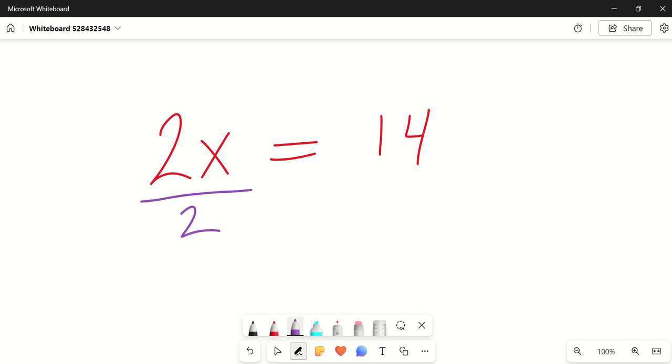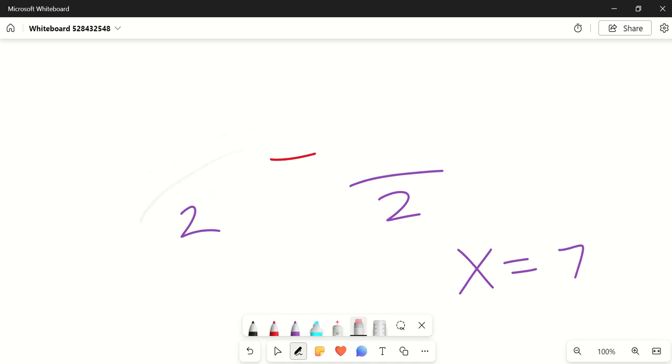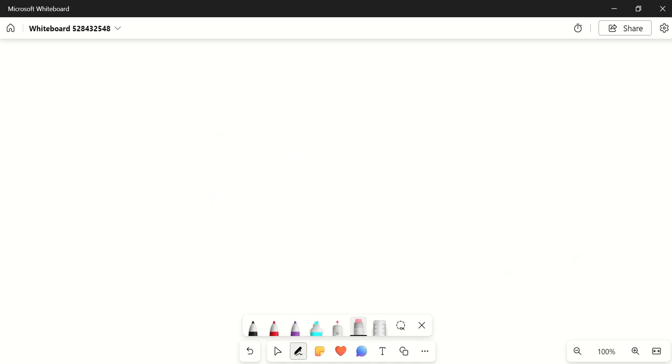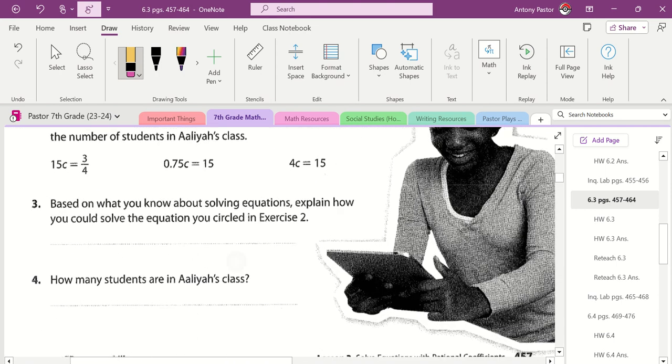Inverse operation. So I divide this side by 2 to undo it. I have to do the same to the other side. So this becomes x equals 14 divided by 2, which means x equals 7. Now we're going to do this exact same thing, but now we have decimals and fractions. And this is where we're going to do a lot of review. We're going to skip a lot of this because we kind of covered it.